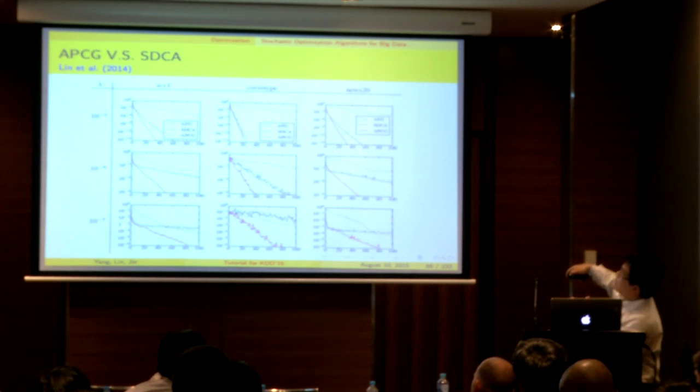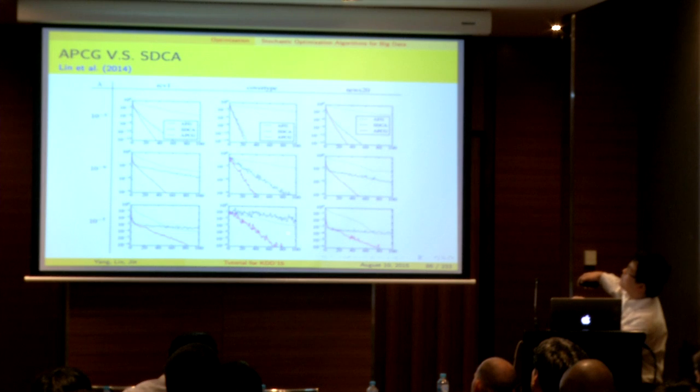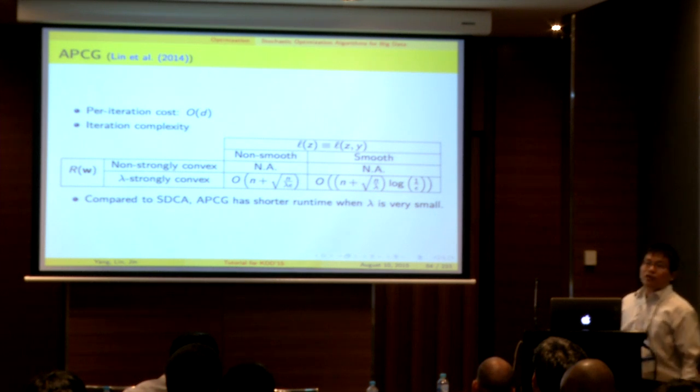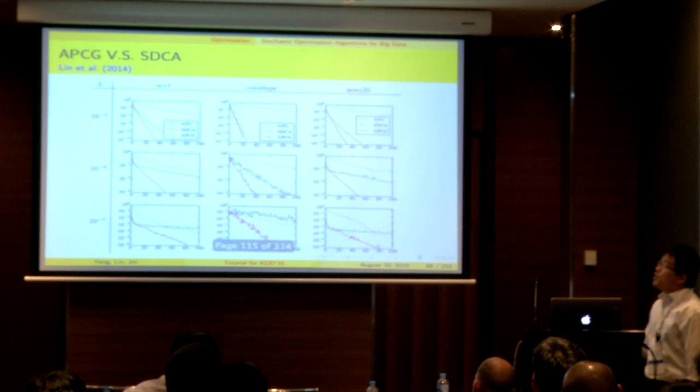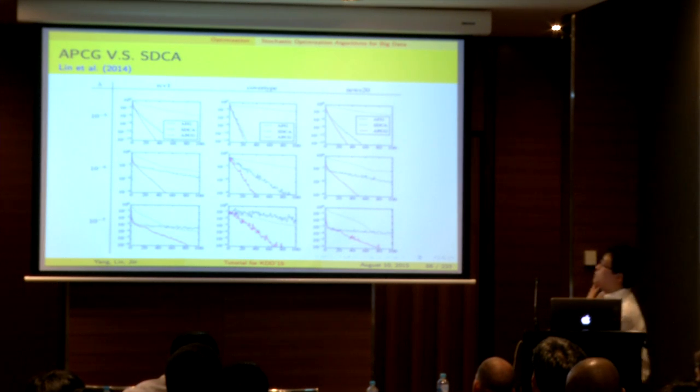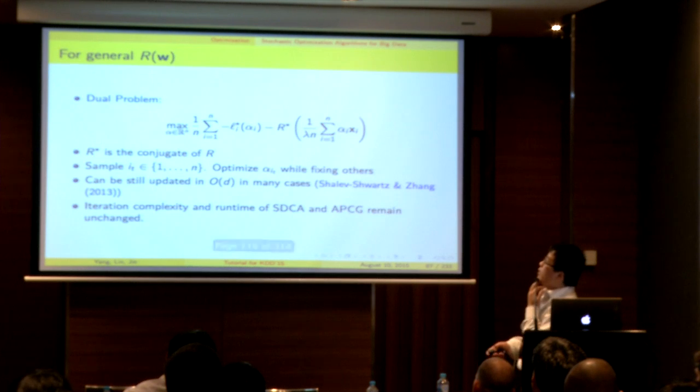The reason is that in the last row, the parameter lambda is very small. It's 10 raised to -7. And here it's 10 raised to -5. So you can see as lambda becomes smaller, actually APCG has more advantage because it has a better dependency on lambda. So if lambda is really big, it doesn't matter which one you use. But if lambda is very small, as long as it's still positive, I suggest you use APCG.